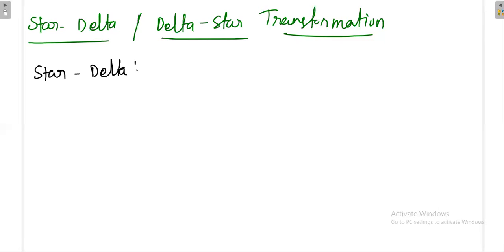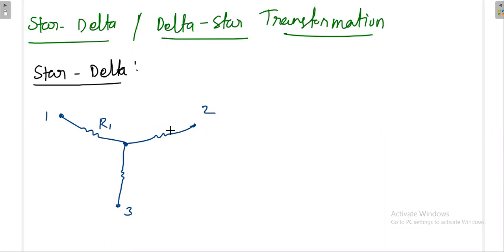You would have heard this star to delta in electrical engineering, basics of electrical circuits. The network may be in star connection or it may be in delta connection. If you take the star network, it will be like this. Port number 1, 2, this is 3, and this is virtually connected to some common point. This is R1, this is R2, R3.